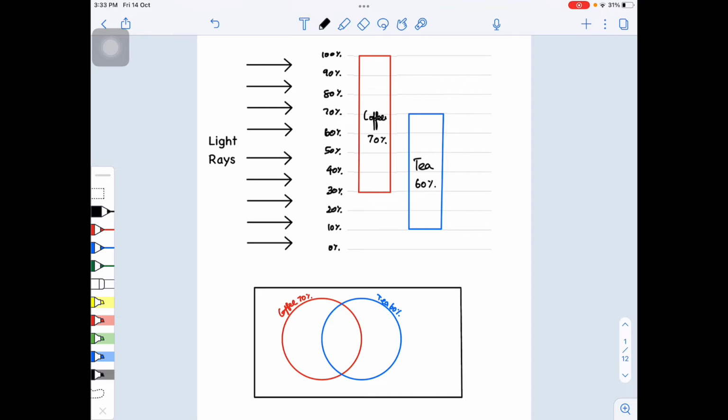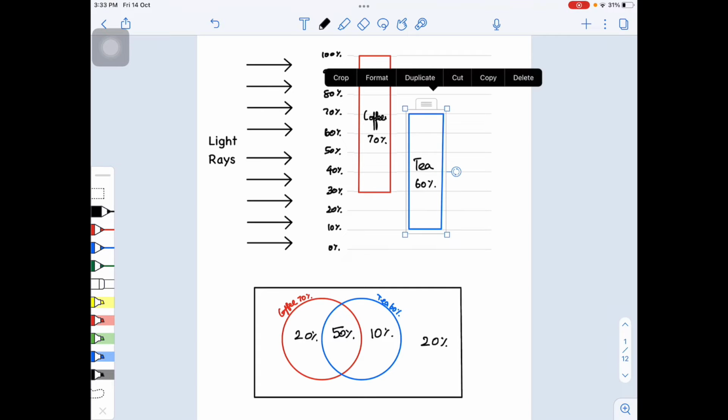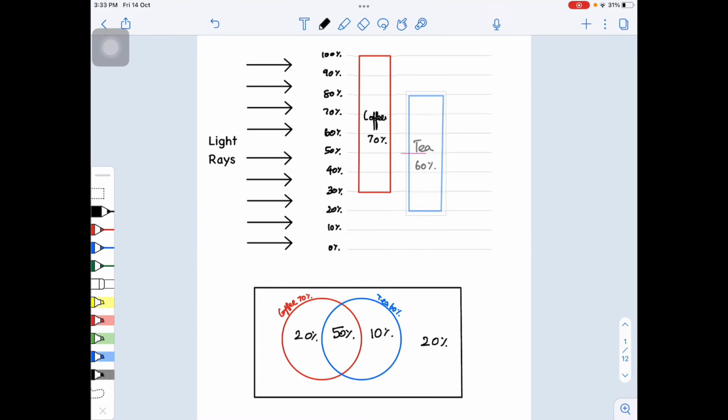Now let's assume the overlap between coffee and tea is, let's say, 50%. And what can I say about tea? The only tea region is the remaining 10% and only coffee is the remaining 20%. So we have 80% here. So the remaining 20% has to be outside. So for this particular configuration, this particular light and filter diagram becomes like this.